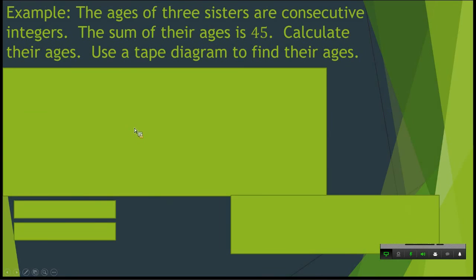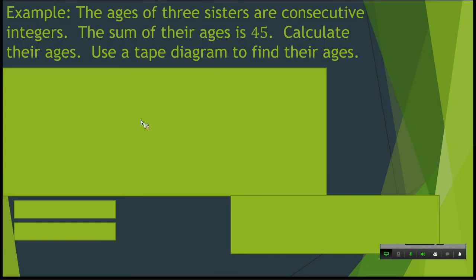Example, the ages of 3 sisters are consecutive integers. Okay, before we continue reading on, consecutive means one after the other. So we have 3 sisters here, and we want to represent these with integers. So 3 possible ages would be like 4, 5, and 6. Notice they're 3 numbers, they're right in a row, they're consecutive.